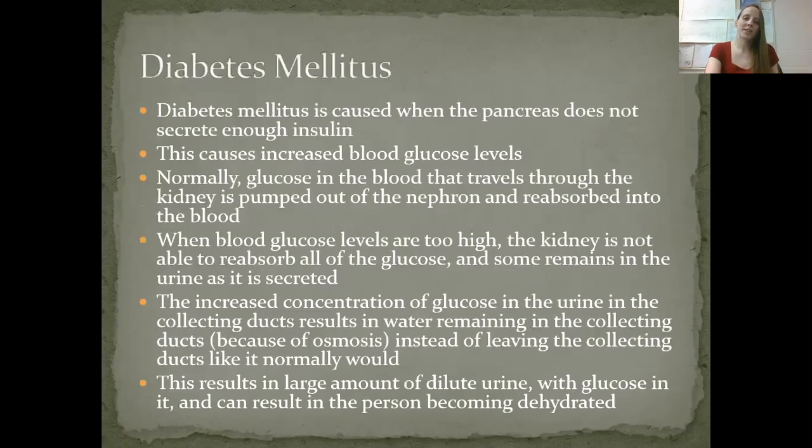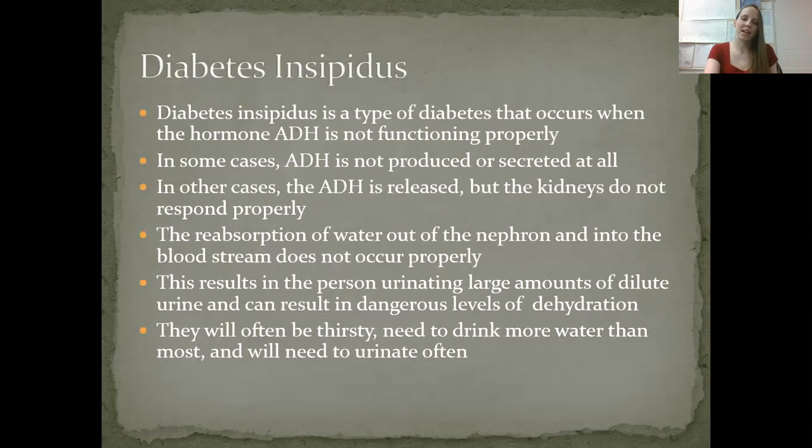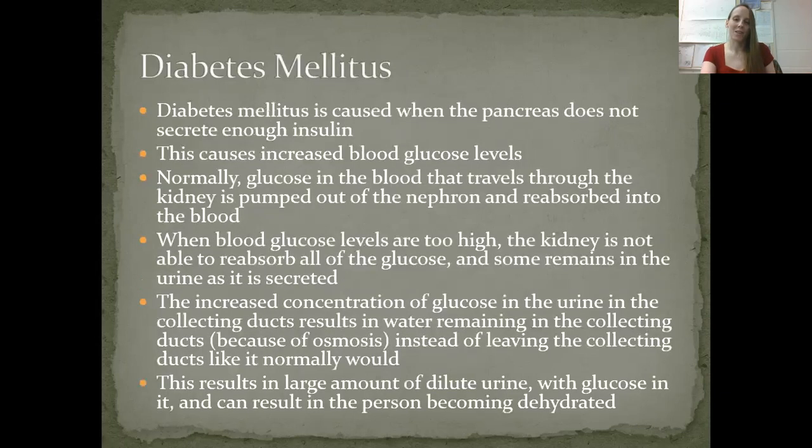Okay, so make sure that you go over the difference between the two different types of diabetes. Again, one is ADH not functioning properly. The other is insulin not functioning properly. Both result in lots of dilute urine, but only diabetes mellitus will have glucose in it. And then I'm also going to just briefly go over a flow chart of the difference between ADH and aldosterone.